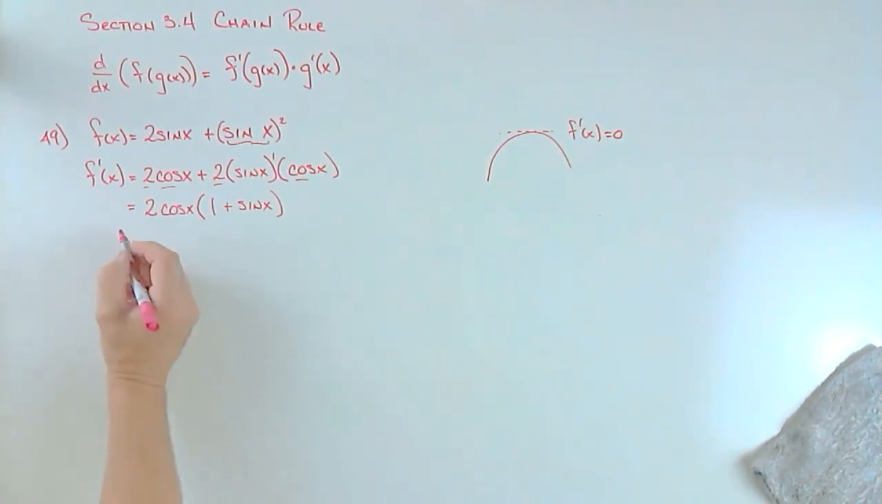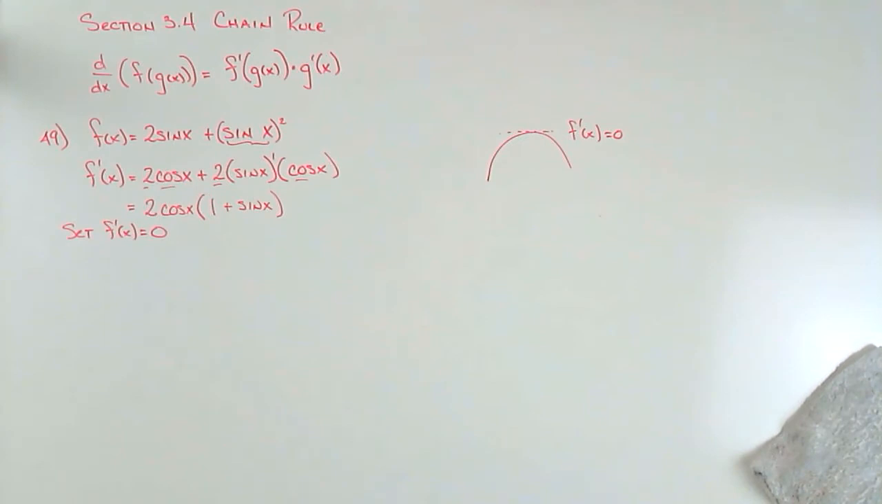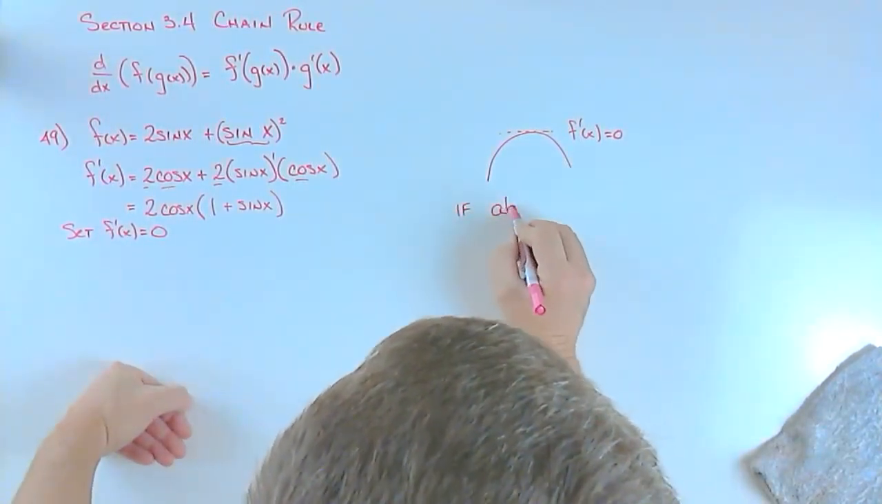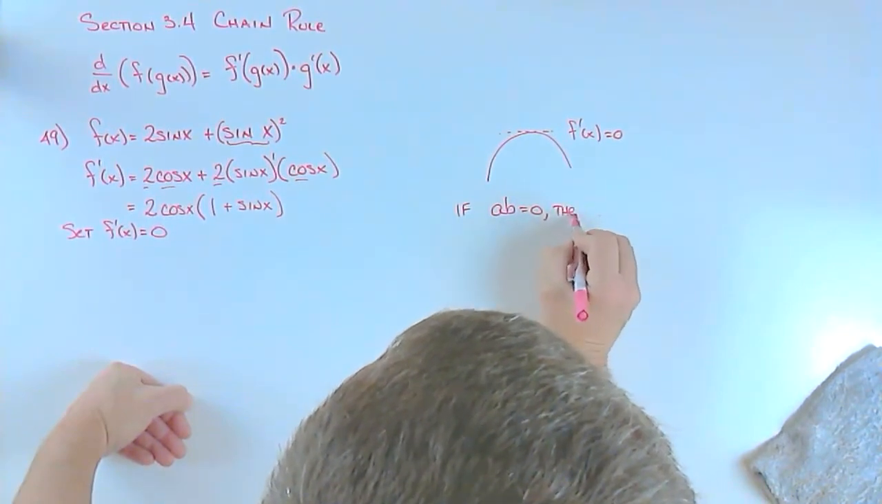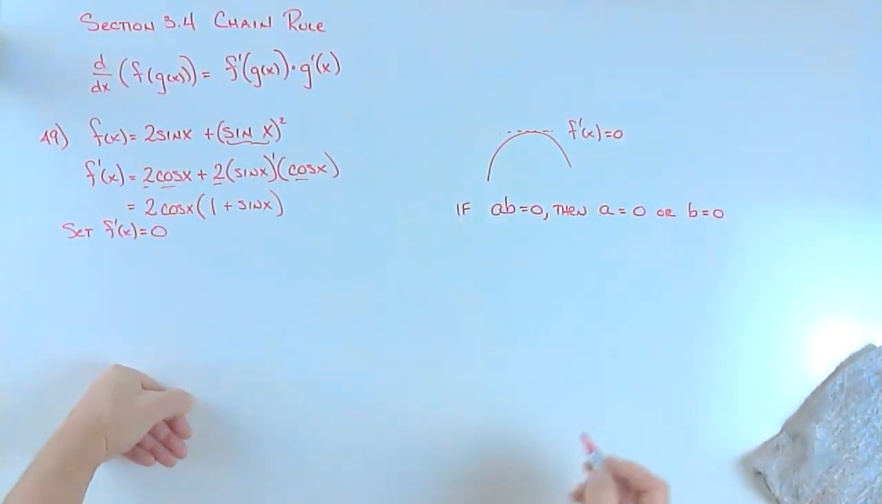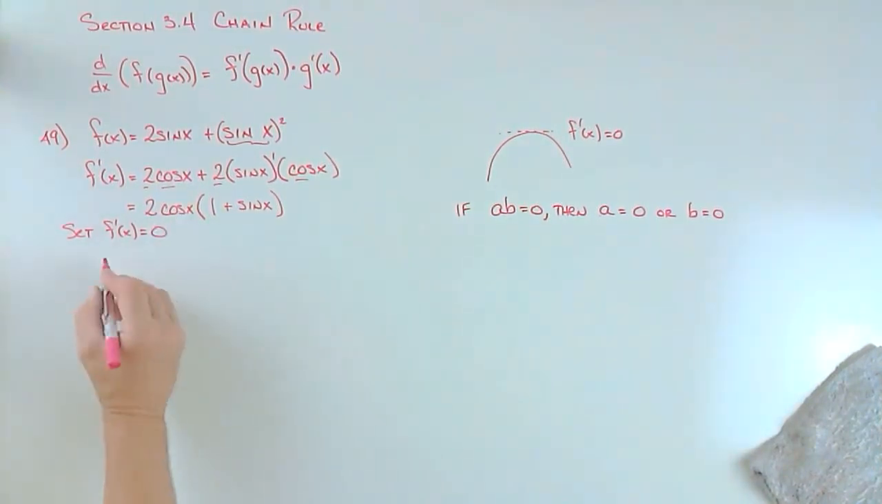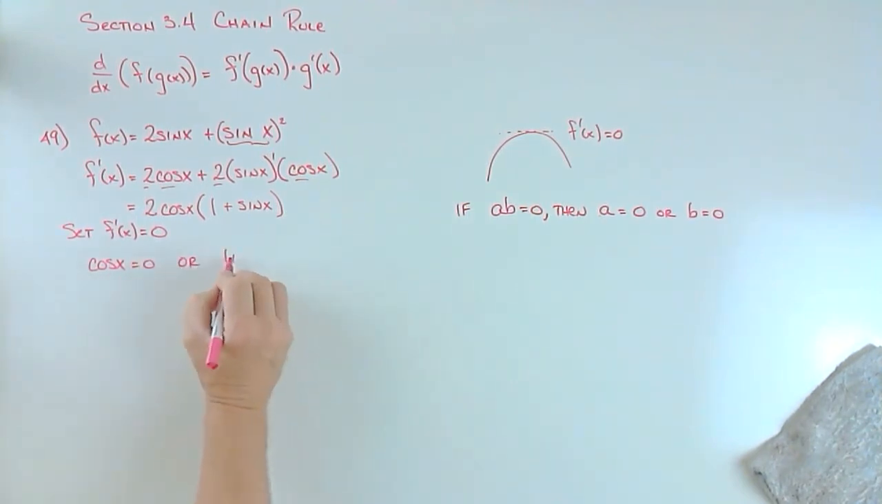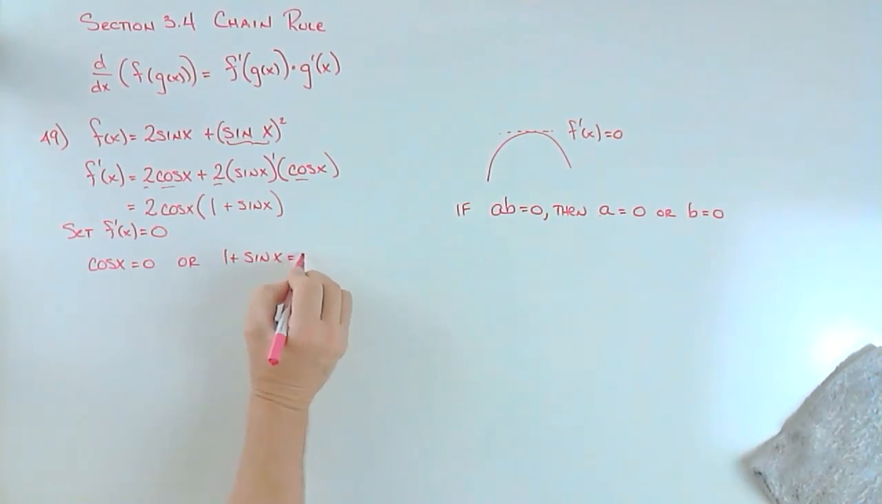Now we have a rule, right? We're going to set f prime of x equal to 0 because they said horizontal tangent lines. We have a rule that says if you multiply things together and get 0, it's called the zero product property from back in math. It said if a times b equals 0, then a equals 0 or b equals 0. One of the two factors must be 0. We know 2 is not 0, so that means cosine is going to equal 0, or 1 plus sine is going to equal 0.